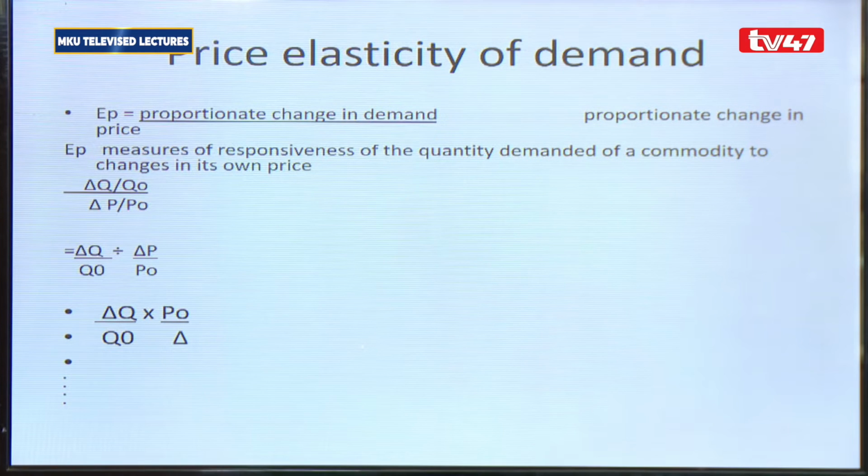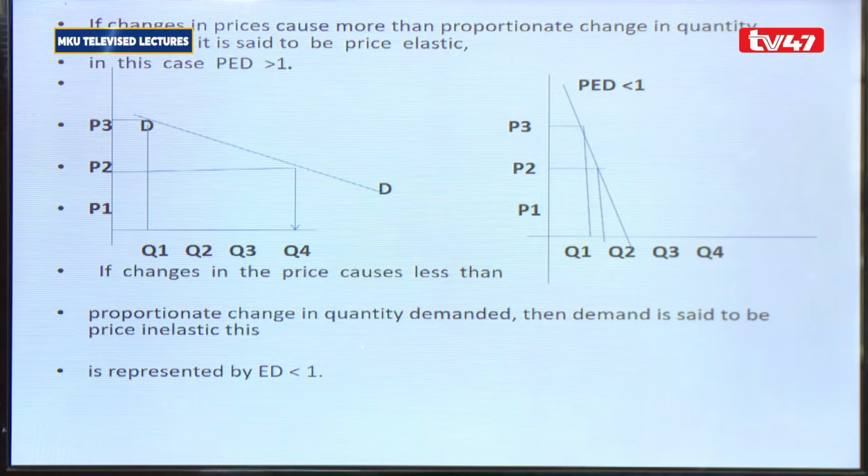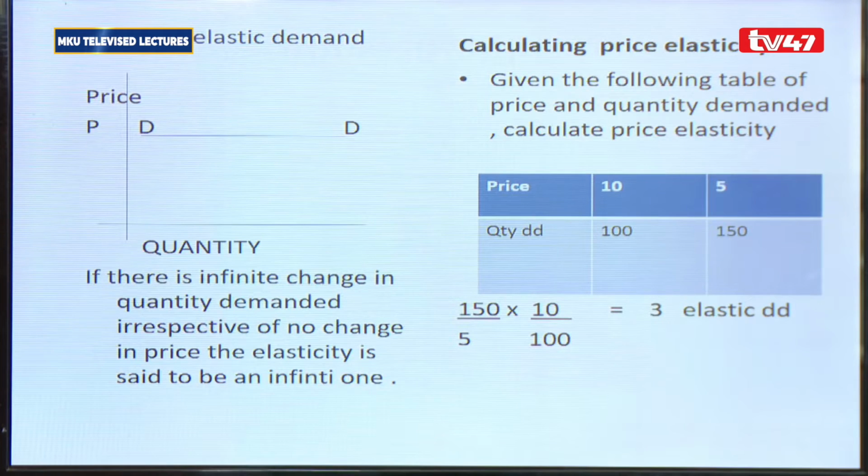And when we apply, we are able to calculate what the price elasticity is. I want to skip that and go to that calculation here that I'm demonstrating. For example, the price of a certain product moved from 10 shillings to 5 shillings. As a result, the quantity demanded, which was initially at 100, increased.